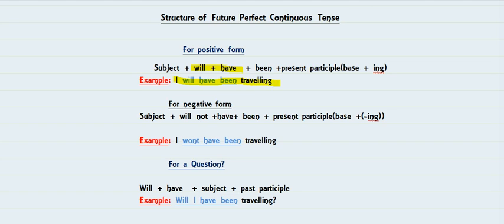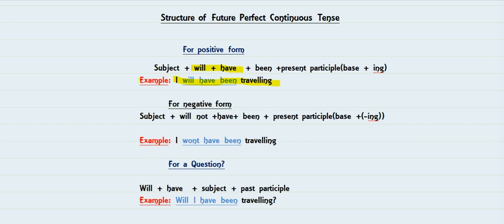Now, this is a simple tense which is a positive sentence of the future perfect continuous tense. The positive sentence is telling, I will have been traveling. This is a future projection and it is being used to project the future perfect continuous tense, and that is why you have used been along with I will have.